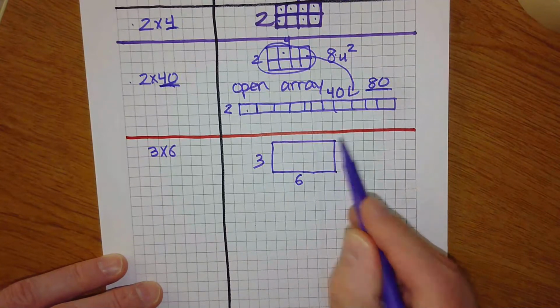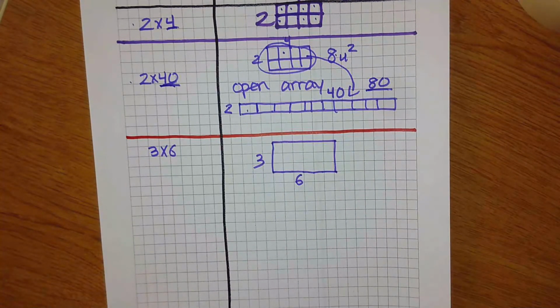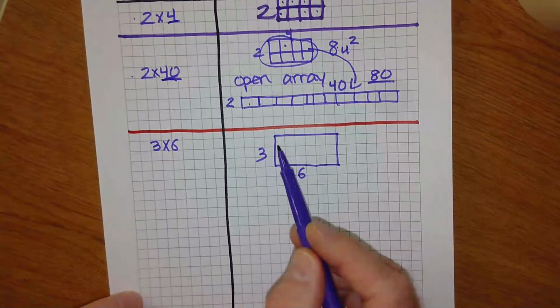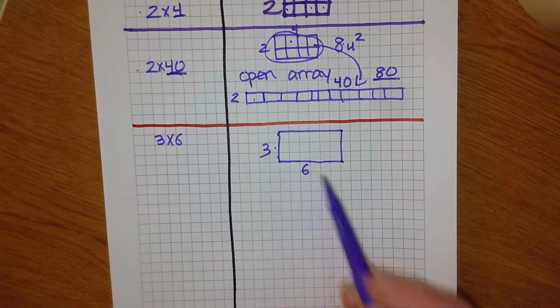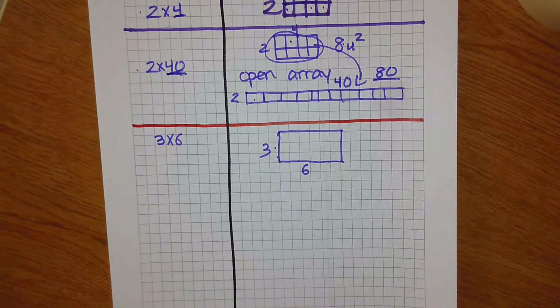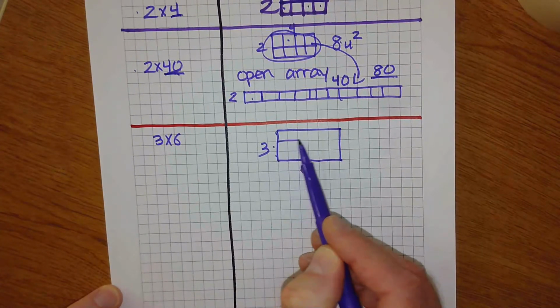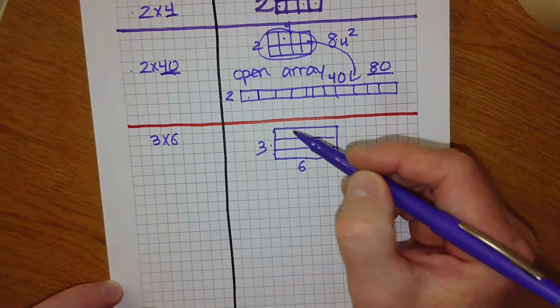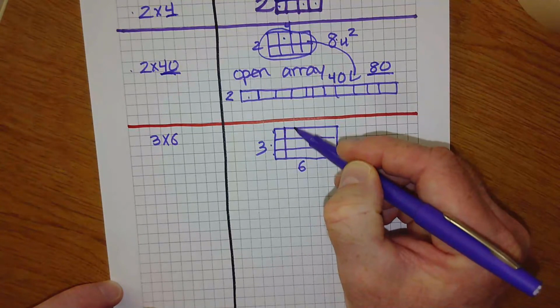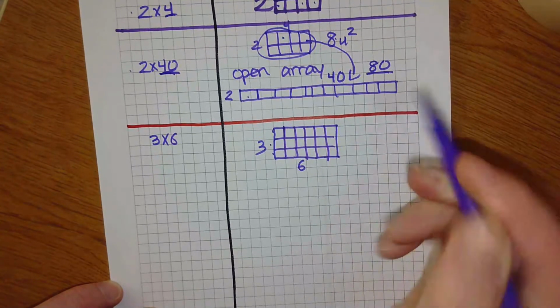3 what of what? What's our language you've been using? This is 3 what? We have 3 what of what? 3 high. 3 what though? What do I have 3 of? Oh, units. Hallie? Rows. I have 3 rows. 1, 2, 3 of 6 squares. 3 rows of 6 squares. 1, 2, 3, 4, 5, 6 squares in each.